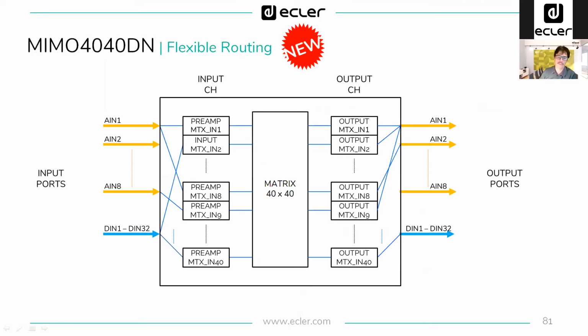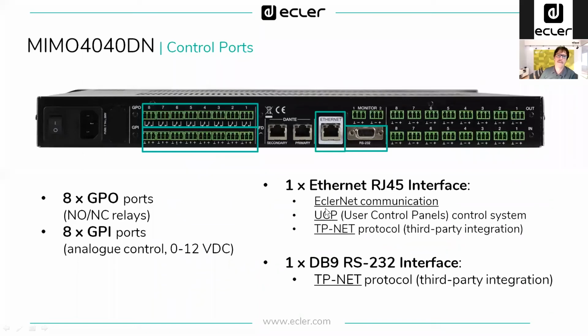for this firmware that is available now on the website. Okay, so we've also got 8 GPOs and 8 GPIs, and we've got the Ethernet port for EclerNet communication. If it's a UCP server, the UCPs come from this port, and the TPNet protocol is also this port that you have to connect. Okay.